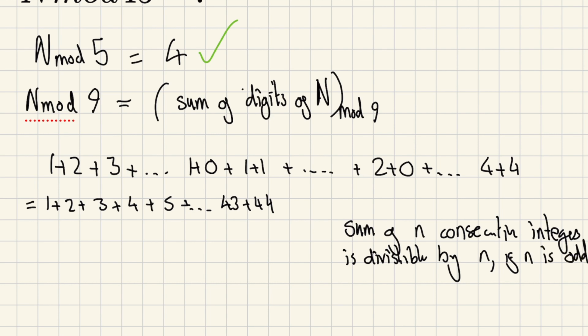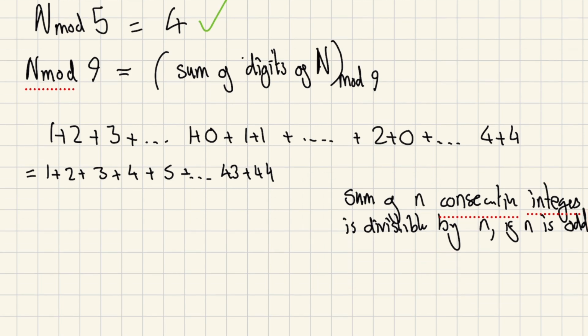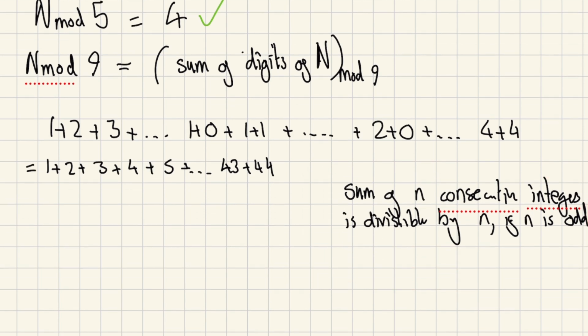You can convince yourself of this. Maybe do something like 3 plus 4 plus 5 plus 6 plus 7 plus 8 plus 9. You can convince yourself that this is divisible by 7. But this is the result that we want to use: the sum of n consecutive integers is divisible by n if n is odd. Now, we don't actually have an odd number of consecutive integers, but this is a really cool thing.